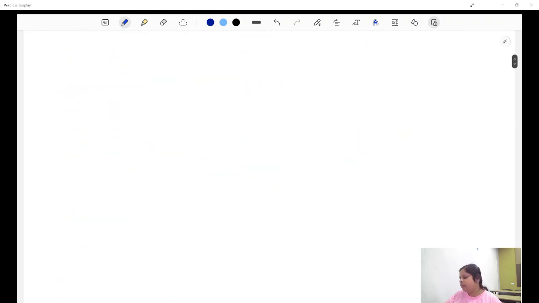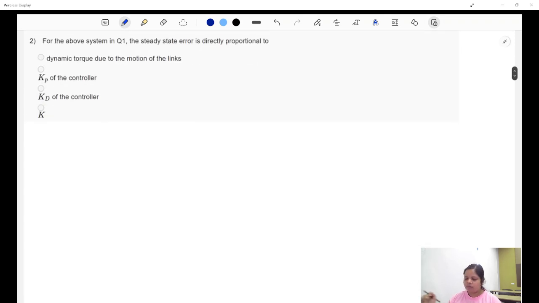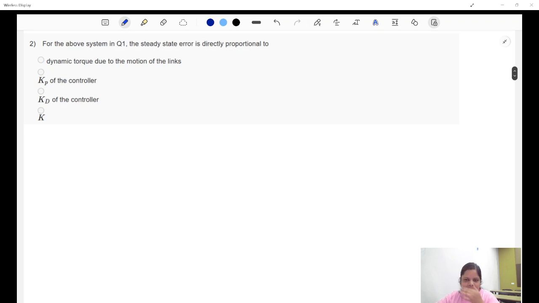Then let's move to the next question. For the above system in question 1, the steady state error is directly proportional to what? Dynamic torque due to motion of the links, Kp of the controller, Kd of the controller, or K of the controller. So we want to comment on steady state error.